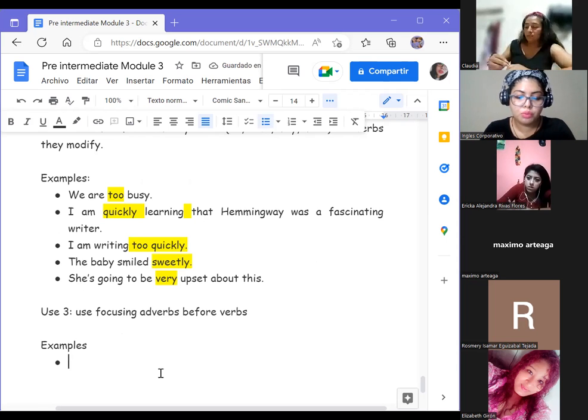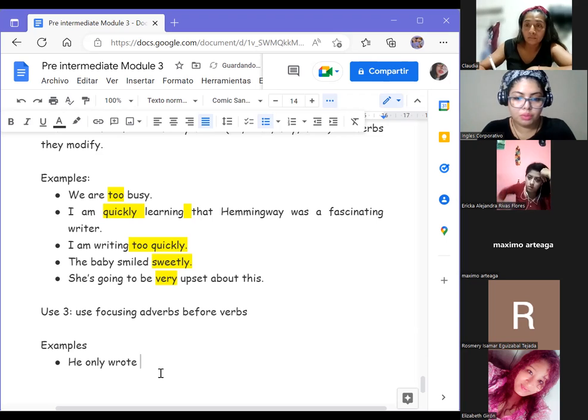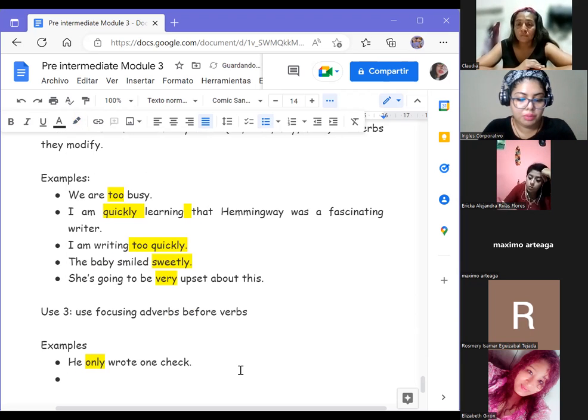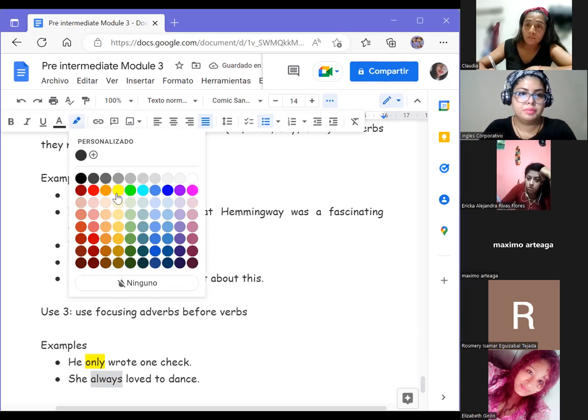He only wrote one check. And we have that only is the adverb. Then we have, she always loved to dance. And we have here always.